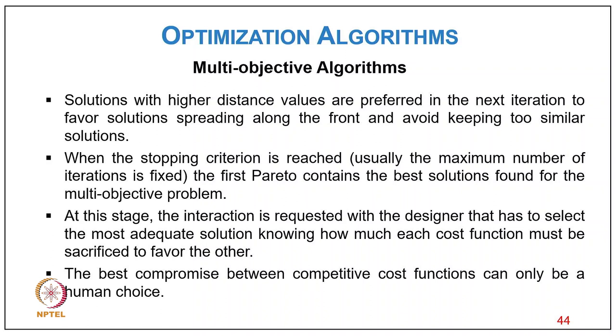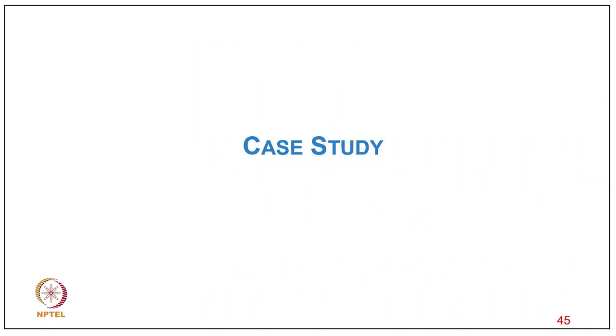So when the stopping criteria is reached, usually a maximum number of iterations, the first Pareto front contains the best solutions found for the multi-objective problem. At this stage, the interaction is requested with the designer, who has to select the most adequate solution, knowing how much each cost function must be sacrificed to favor the other. The best compromise between the competing cost functions can only be the human's choice.